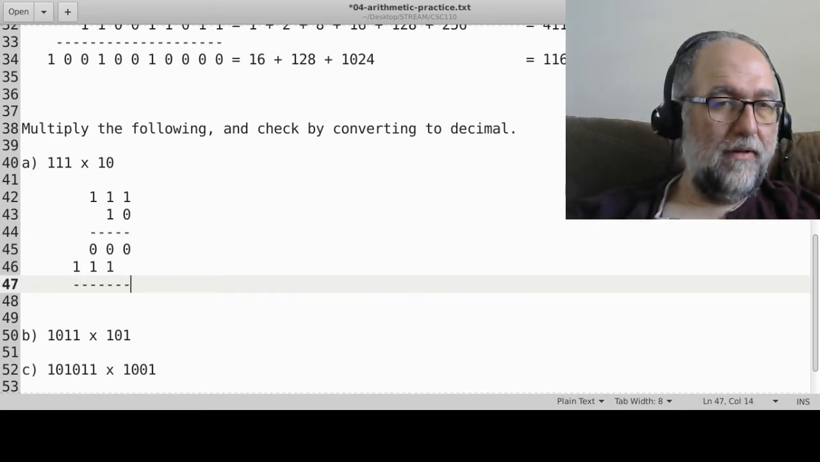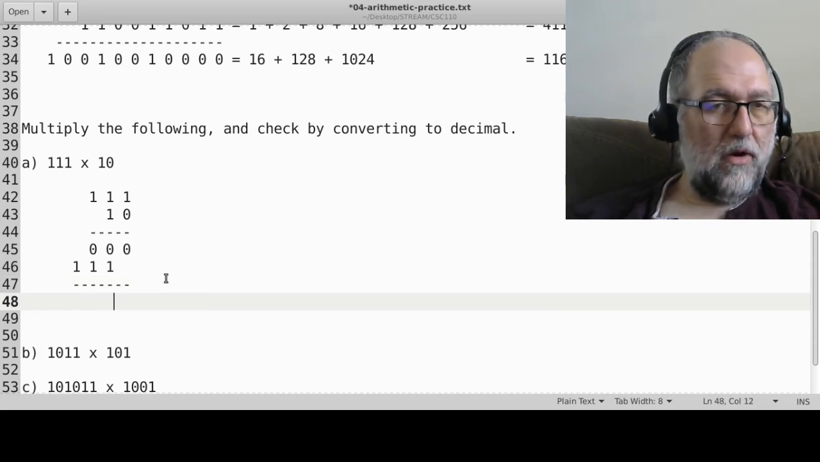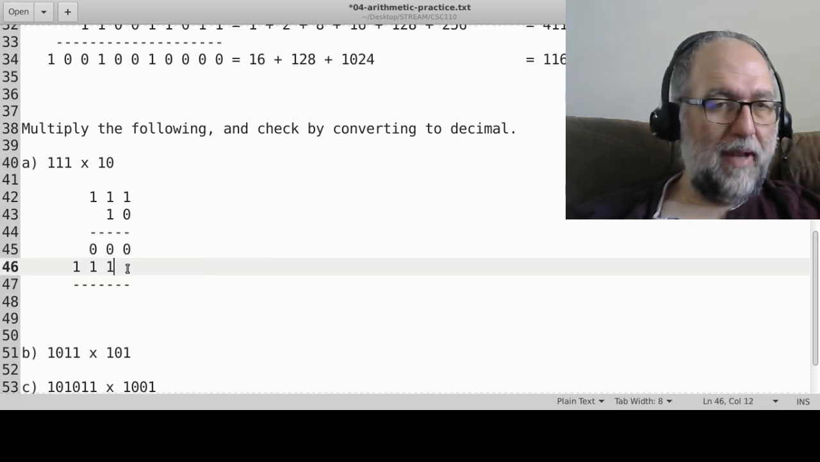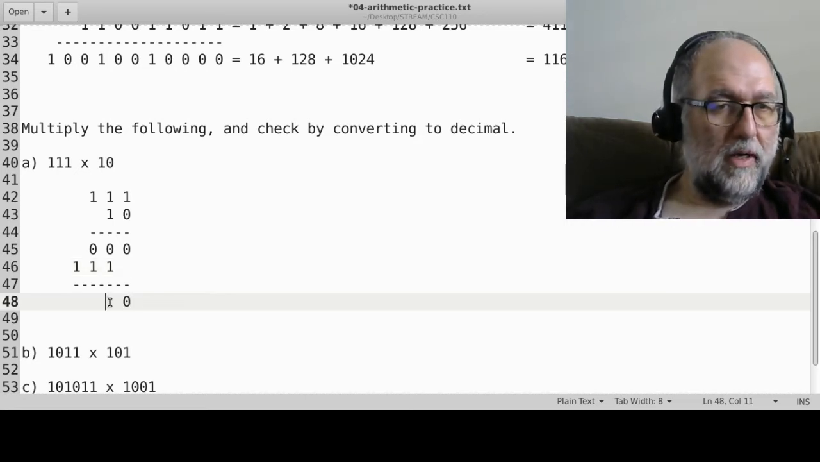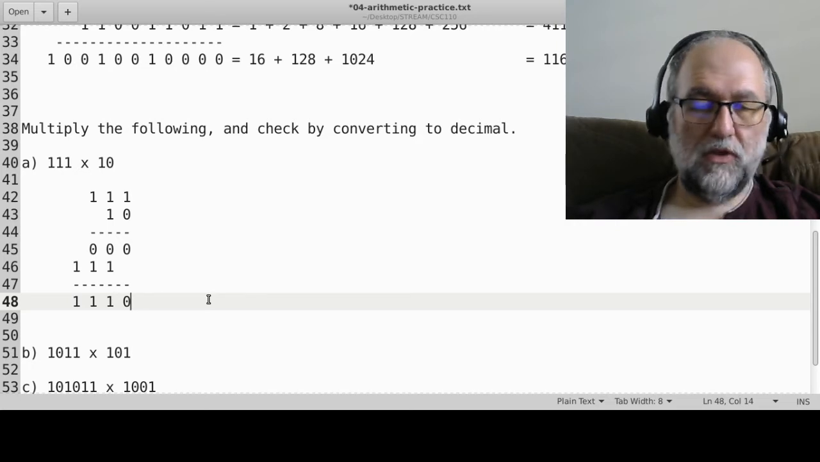You just add these. Okay, and now over here, 0 plus that blank there is 0. This blank right here is 0. Okay, so 0 plus 0 is 0. 0 plus 1 is 1. 0 plus 1 is 1. And then blank plus 1 is 1, like that. Okay, and there's your answer.